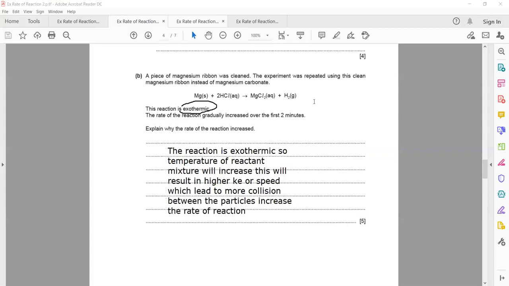Is this clear? So because the reaction is exothermic, in the beginning it is slower, but because it releases energy, that energy which is released is absorbed by the particles and increases the kinetic energy or speed of the particles. As these particles have higher kinetic energy or speed, they will collide more often.